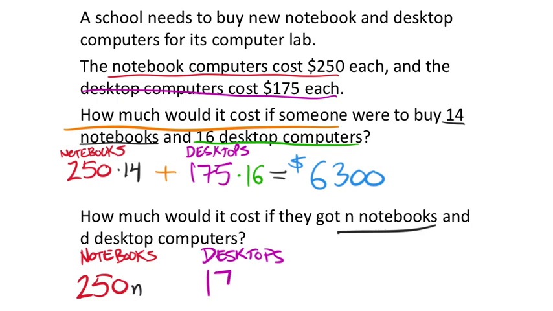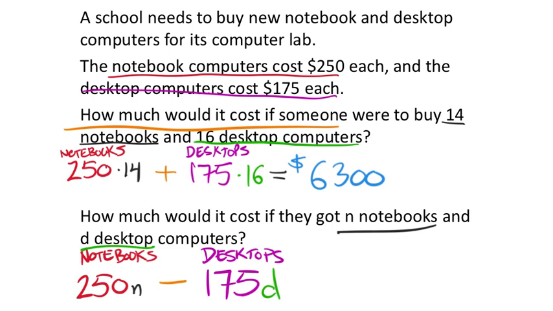Desktops, though, are $175 each. So that would be for one of those desktops. We just don't know how many we're going to purchase. They said to use D for desktop computers. So again, 175 times D, number of desktops, becomes a formula for us to use for any number of desktops. The previous part of the problem said to use 16, so we replaced the D with 16.